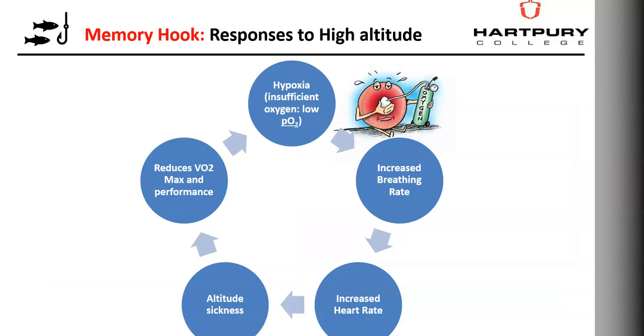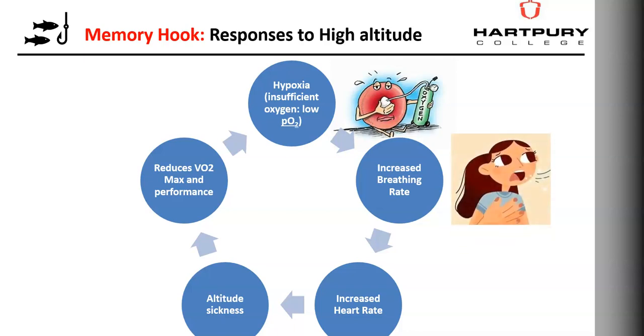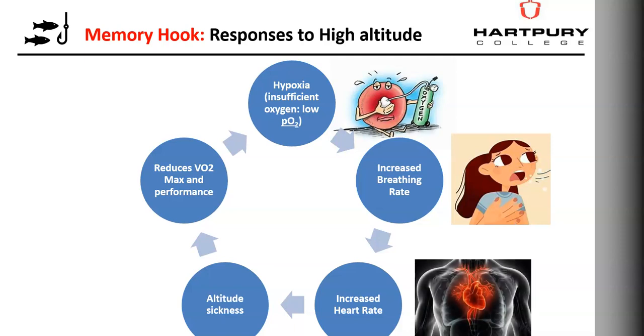So the responses then, a nice little memory hook here. There are 1, 2, 3, 4, 5 responses that we need to know of. First one, hypoxia, is that insufficient oxygen. If we're suffering from insufficient oxygen, hypoxia, that's going to increase our breathing rates because we need to increase the amount of oxygen we're bringing in. Increased heart rates. Okay, again, we need to increase the amount of oxygen within our blood and transporting that oxygen. So therefore we increase our heart rates.